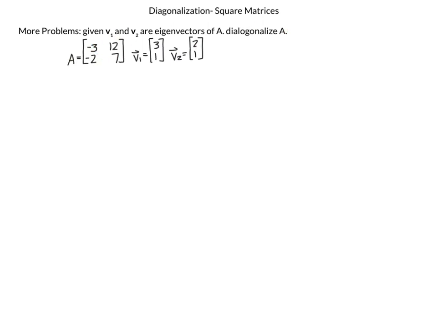The second problem: given v1 and v2 are eigenvectors of A, diagonalize A. So A is the 2 by 2 matrix with column vectors [-3, -2] and [12, 7]. v1 is the vector (3, 1), and v2 is the vector (2, 1).